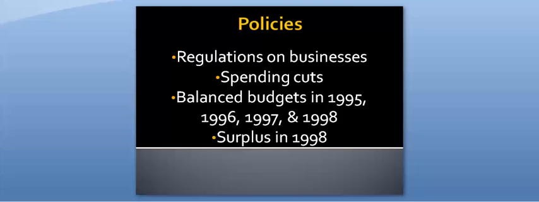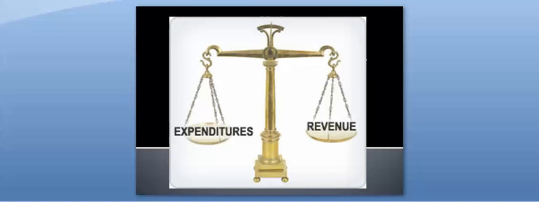Regulations were put into place on many different businesses, so deregulation was gotten rid of. The government became more involved in economics. This and cuts in spending led to a balanced budget in '95, '96, '97, and in '98. In fact, the U.S. even had a surplus in 1998, which actually means they took in more money than they spent, and they could actually pay down some other debt.